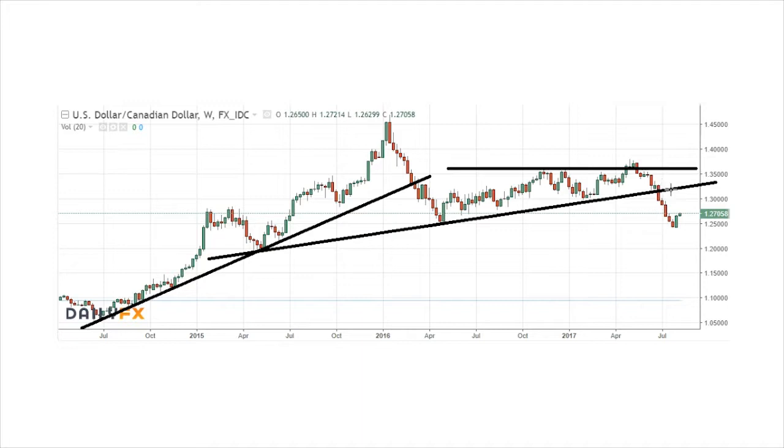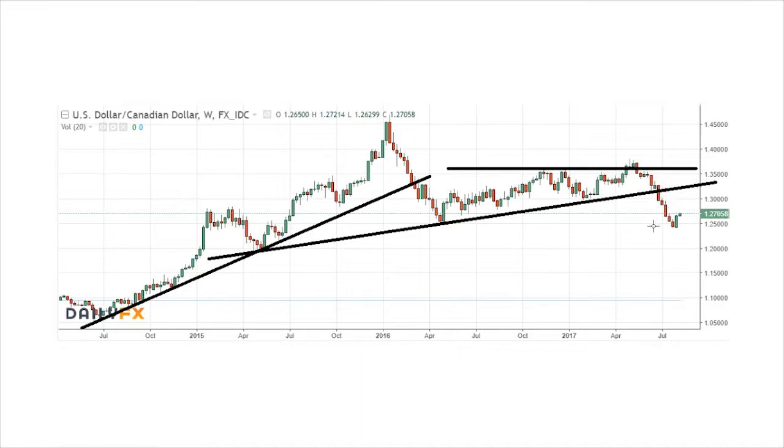Now, around this time, this is when the Bank of Canada announced that they were going to raise central bank rates. And when you raise interest rates at the central bank level, it actually increases the value of the country's currency. So in this scenario, it actually increased the value of the Canadian dollar and sent the US dollar against the Canadian dollar plummeting. And that's why we've had a breakout of this support level.